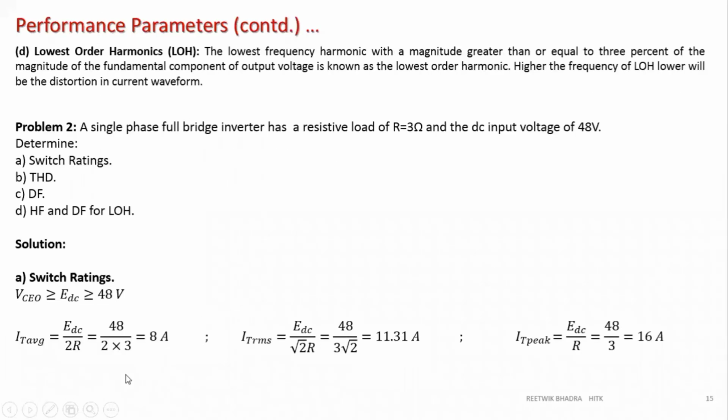So we will use direct formulas. VCO is less than or equal to 48 volt because EDC is 48. IT average is EDC by 2R, 48 by 2 into 3, because R is taken as 3 over here. IT RMS is EDC by root 2R, so 48 by 3 root 2. And IT peak is equal to EDC by R, that is 48 by 3, which is equal to 16. So these are direct calculations.